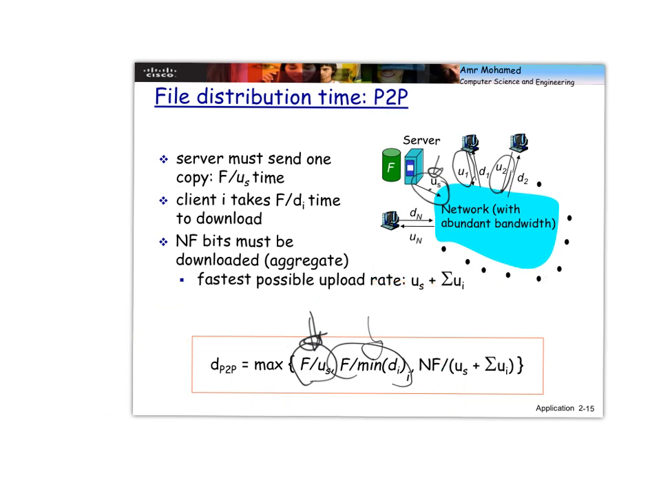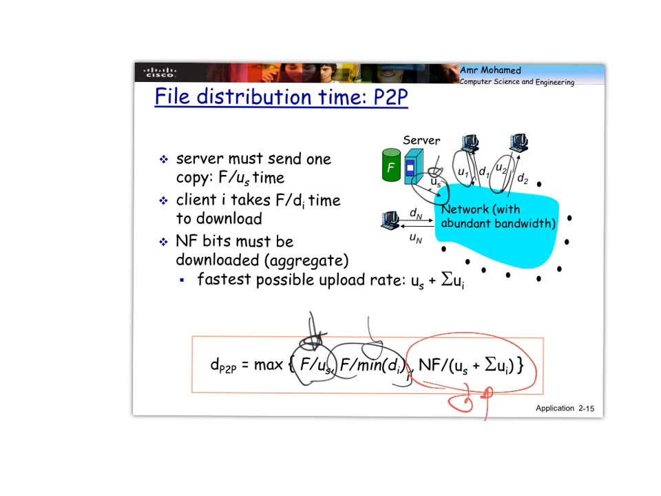So that's why this third term here is new, and it's very interesting. This is the dominating one. Any of these three being dominating means that it's the maximum. When any of these is the maximum, this is the minimum distribution time for this entire system.